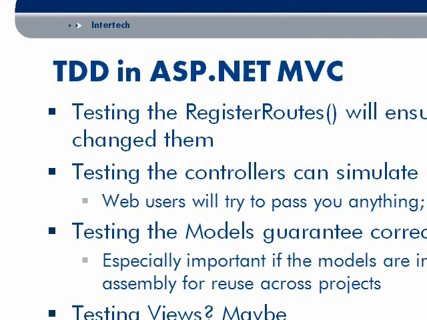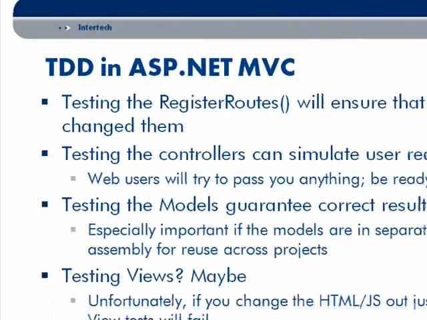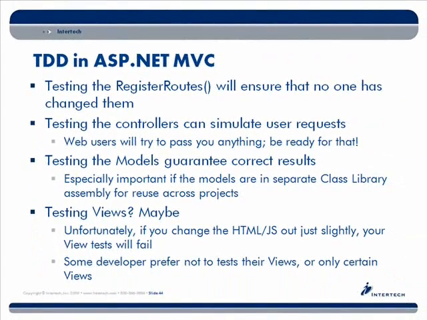And you know what? Like that lower bullet point mentions, web users will try to pass you anything, so be ready for that. They will try to call any public method that's available off your controller class. You need to be able to test it, and you need to send them to the appropriate page if they make an ill-formed request. And of course, testing the models is also extremely important. You want to test the models depending on how you're accessing the data, or if you're using any special business rules.